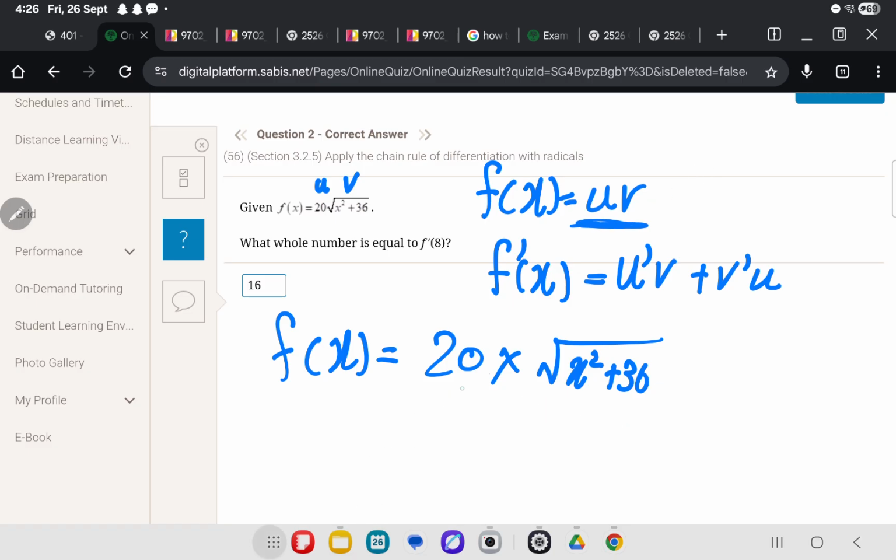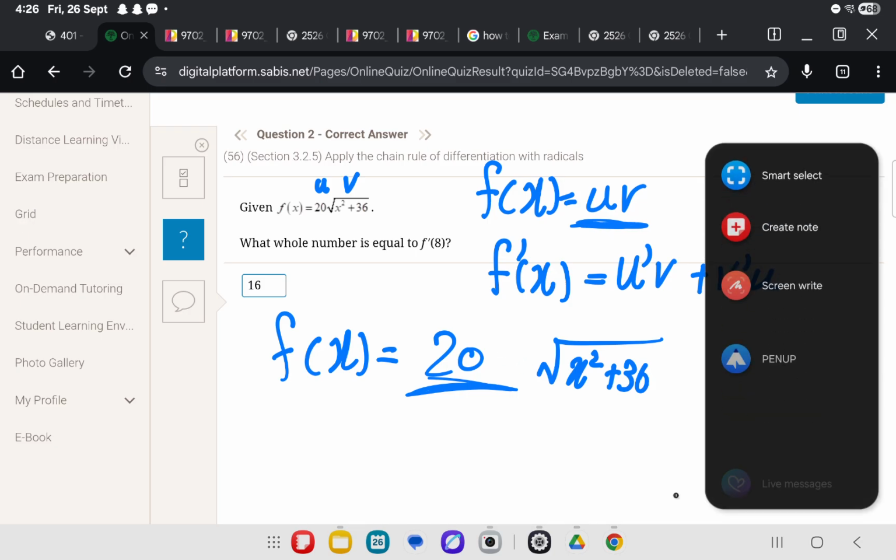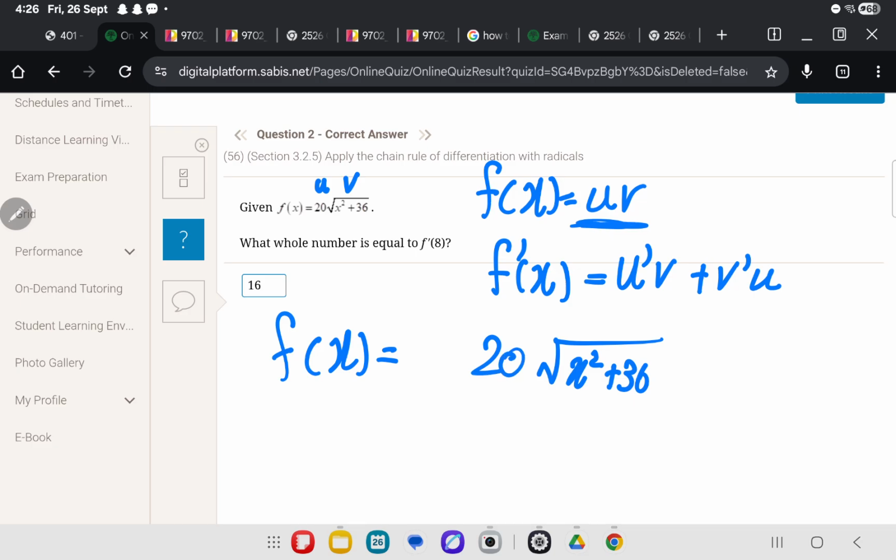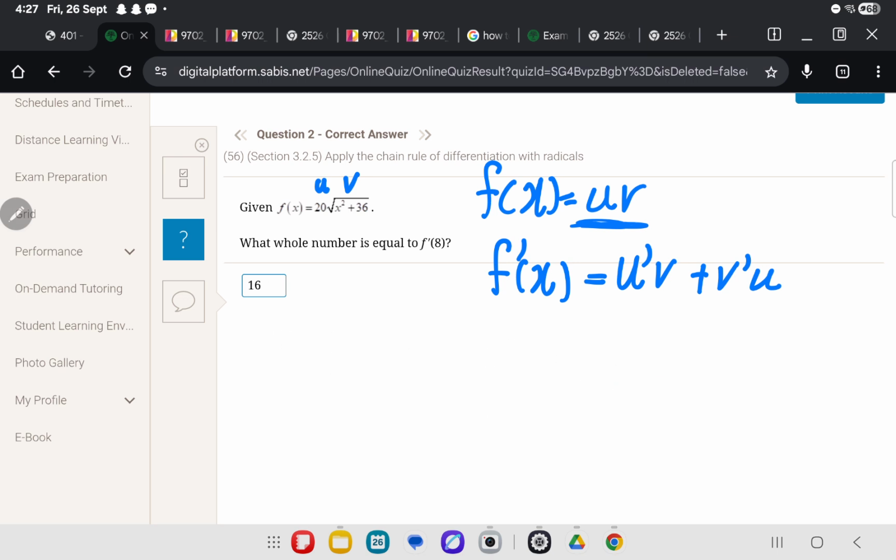Why? Because as I said, this is a multiplicative constant. It's a constant with a multiplication symbol. So we just have to find the derivative of this and multiply it by 20, because multiplicative constants don't get differentiated. Now, we're going to make another function, g of x, equal to radical x squared plus 36.